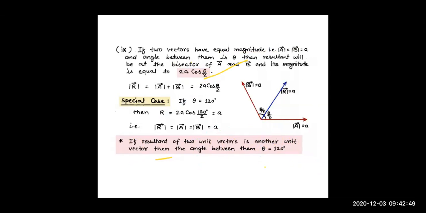So if you are having two vectors of equal magnitude, then the resultant will be the bisector of the two, and its magnitude will be 2a cos theta by 2, which you are going to do today in your homework. Now here we are having one special case, that is if the angle between them, this full angle, is 120, right? So if you substitute this value in the resultant formula, then we will get cos 120 by 2, which is cos 60, and cos 60 is half. So 2 will get cancelled and you will be left with A. So your resultant magnitude is A.